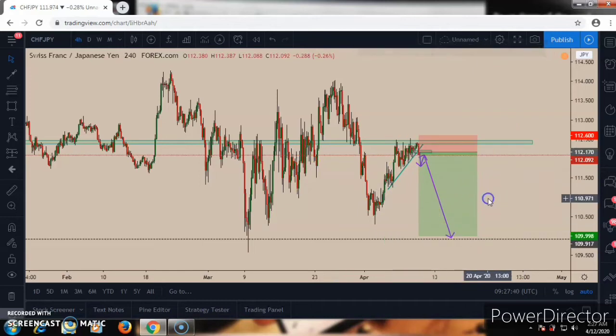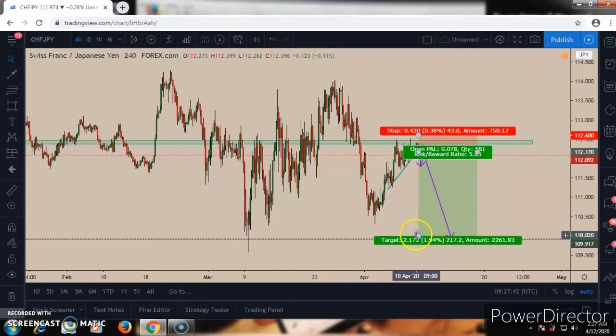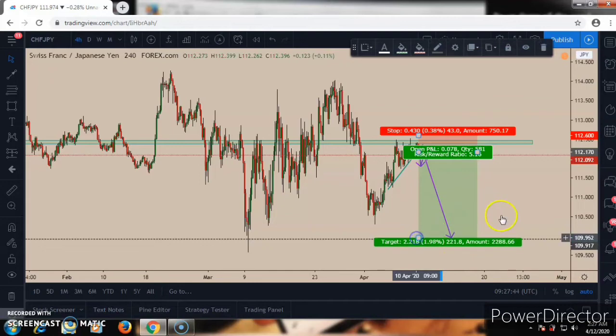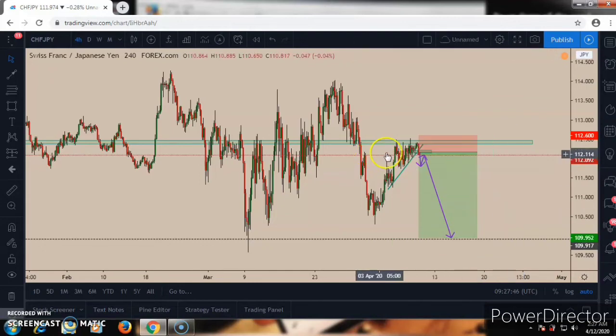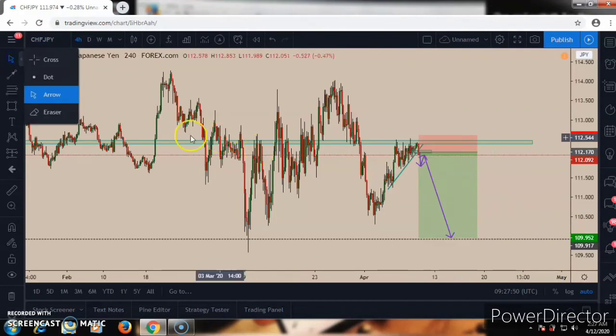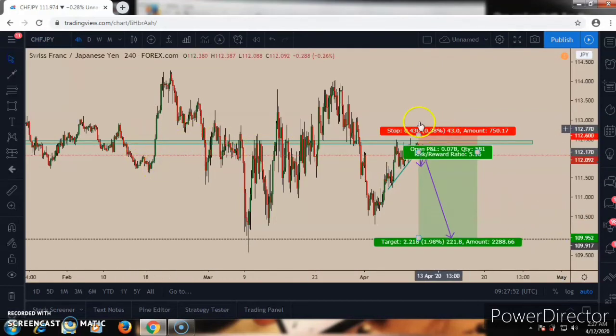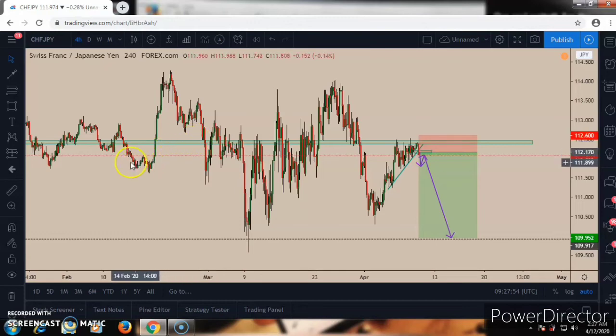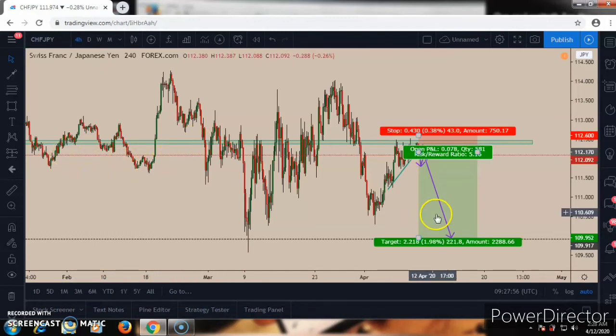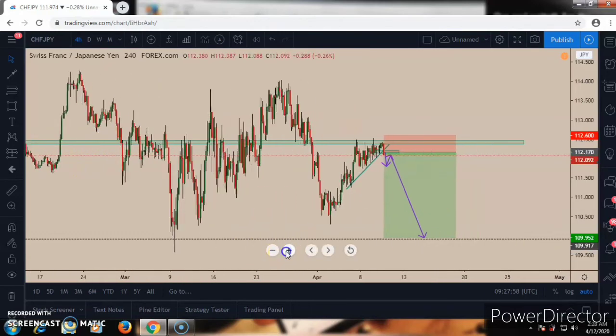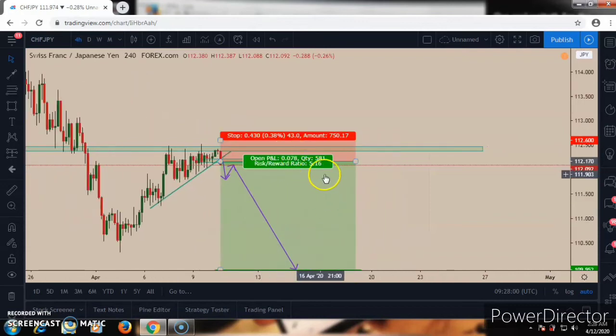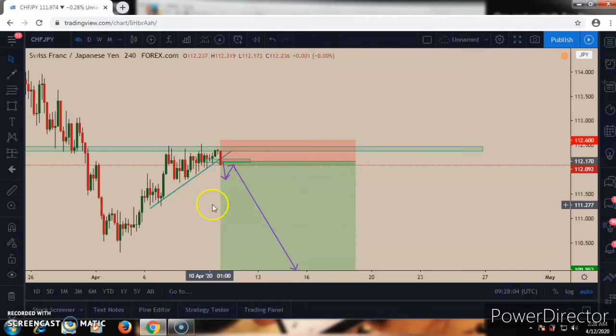1 to 4.76. Okay, 1 to 5 risk to reward. This is what we are getting, and if the market goes as we analyze, we are going to have a high risk to reward for the week for just this pair. Massive risk to reward. That means we are risking 1% to get 5% on our trade. This is what we'll be expecting.